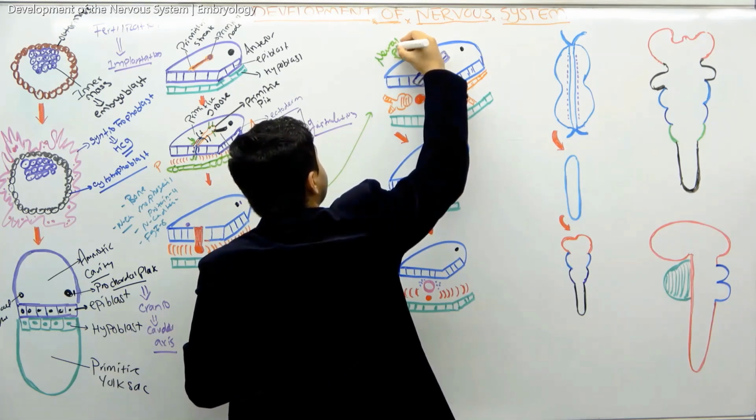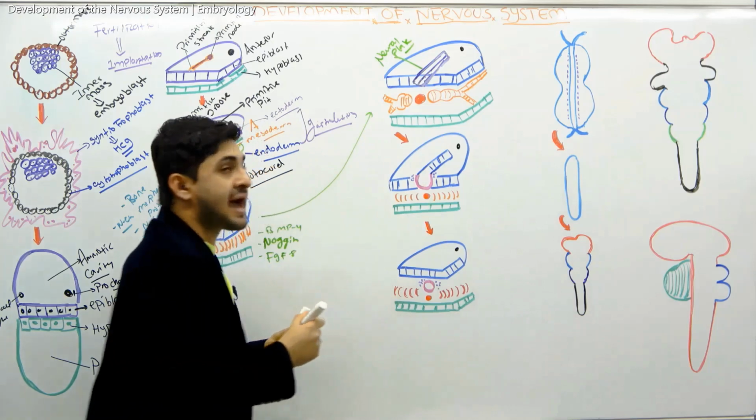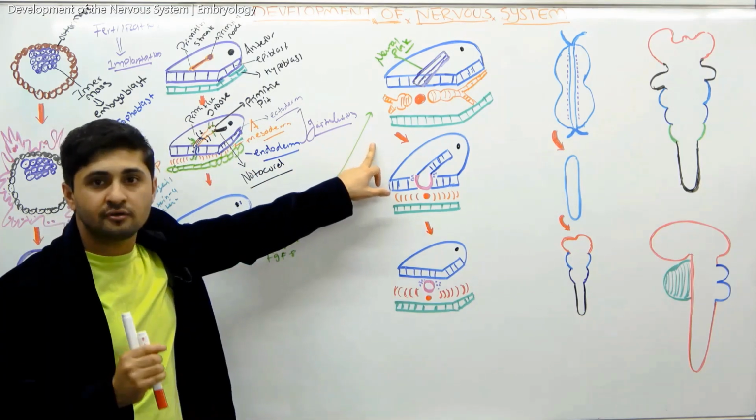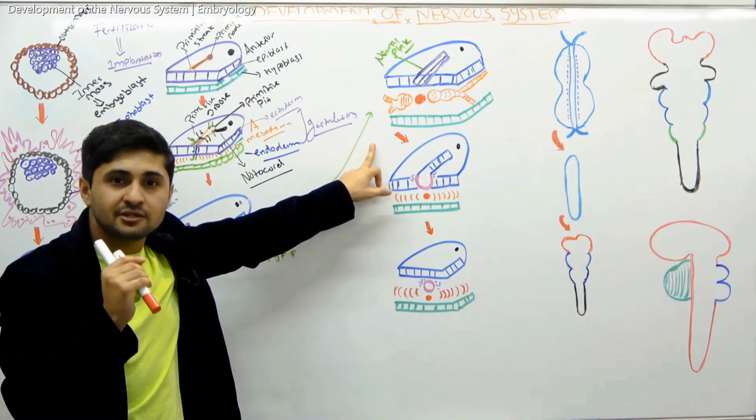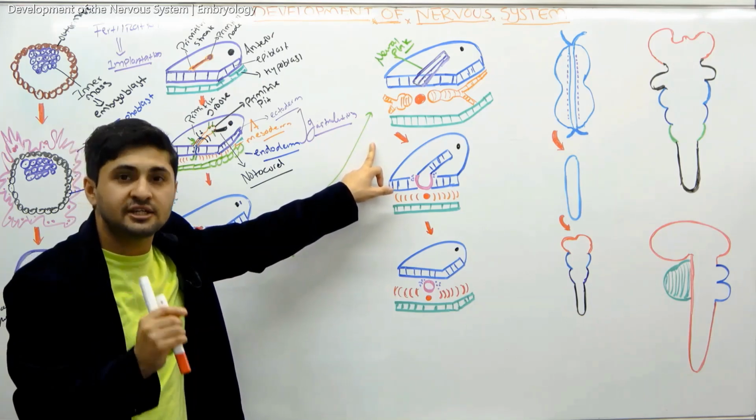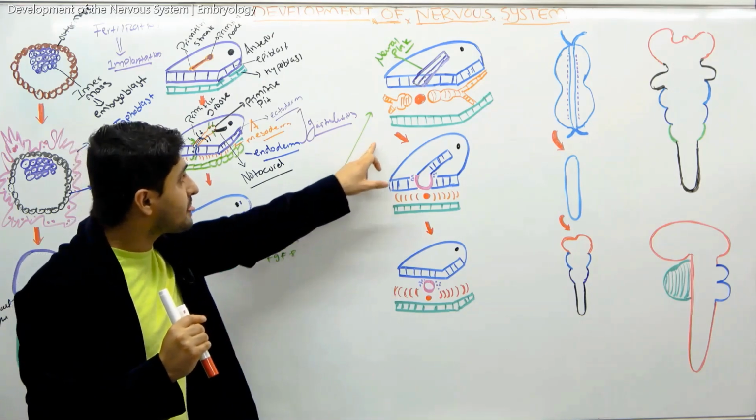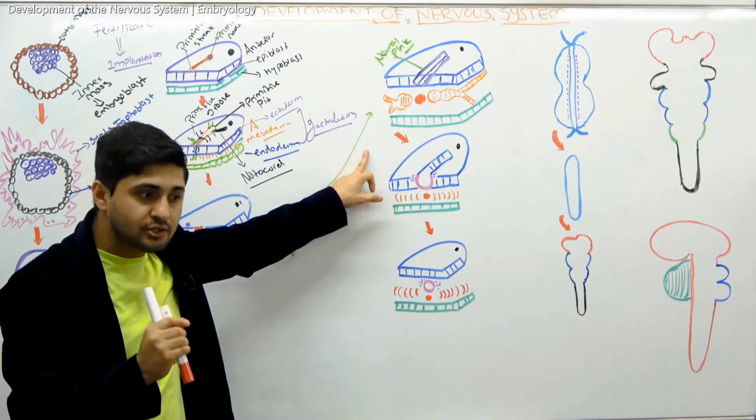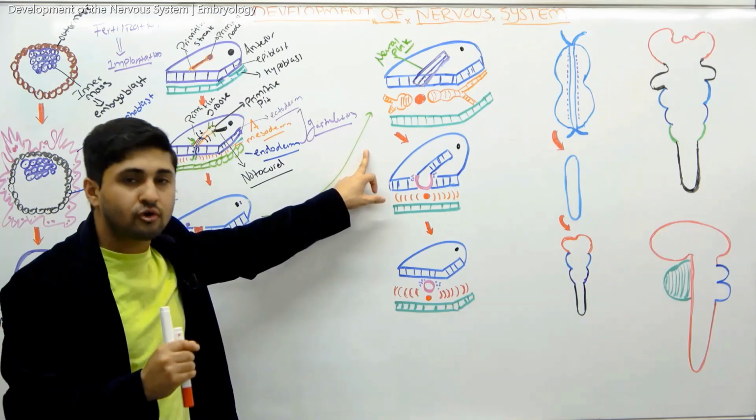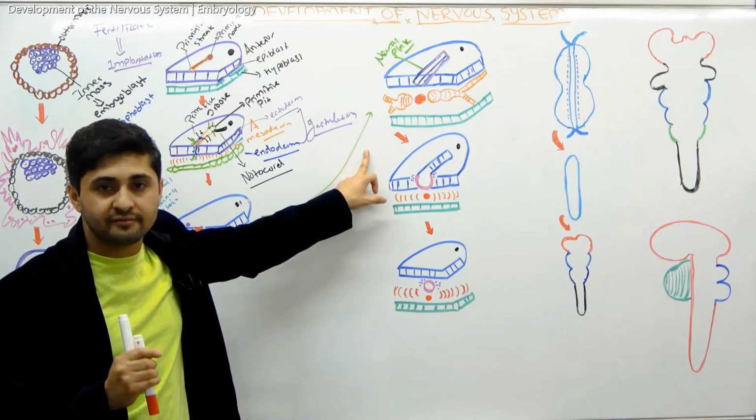In exam questions, sometimes they ask, what is the goal of the notochord? The notochord induces the process of neurulation. The notochord induces the process of forming your central nervous system. It is very, very important, okay?